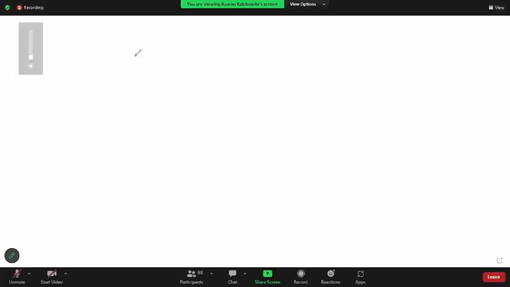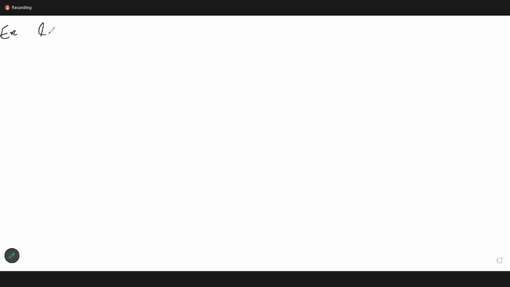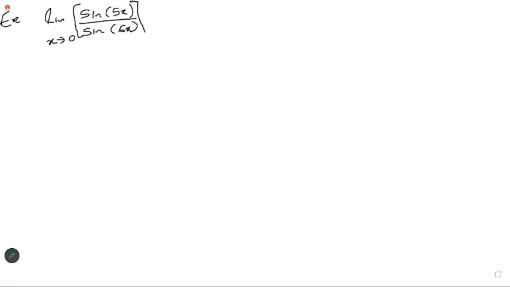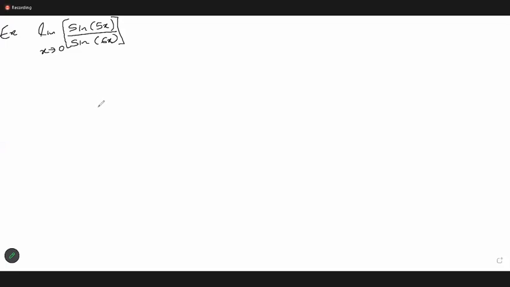Okay, let's go to another one. Limit of sine 5x over sine 6x when x approaches 0. Can you do this?